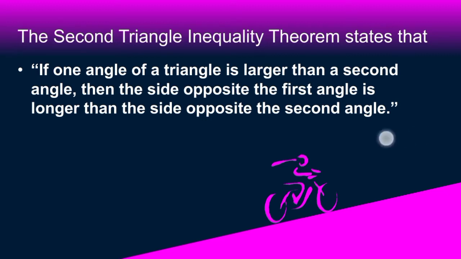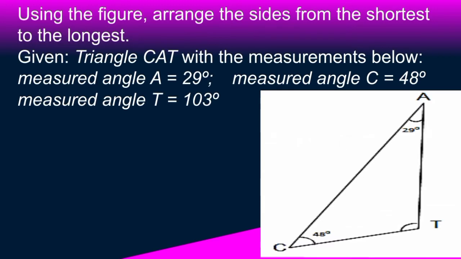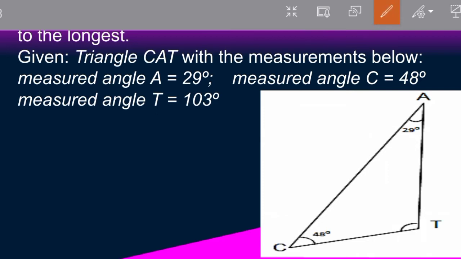These are some examples. Using the figure, arrange the sides from the shortest to the longest. Given triangle CAT with the measurements below, measured angle A is 29 degrees, measured angle T is 103 degrees, while measured angle C is 48 degrees.